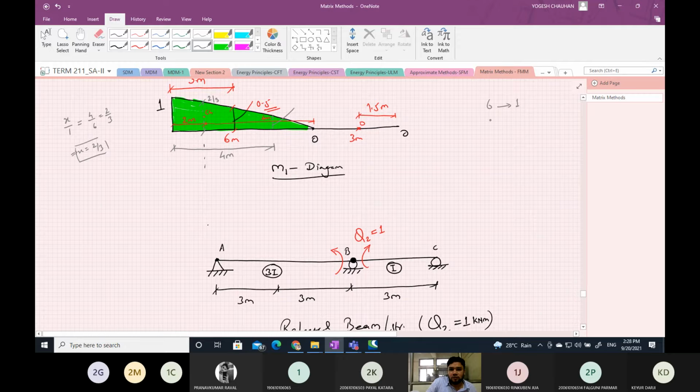So at 2 meter let it be x. So your x will be equal to 2 by 6, that means 1 by 3. So this ordinate is 1 by 3. Okay, and at 7 meter, this is 6 meter and this is 7 meter, somewhere here. So at 7 meter the ordinate is 0.